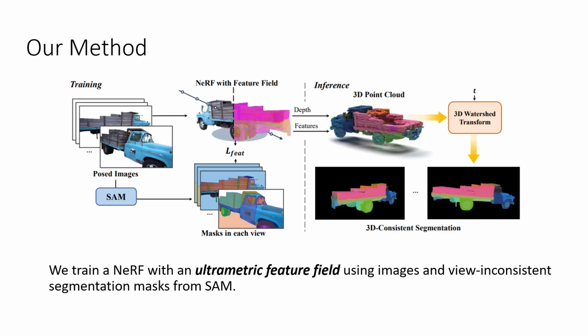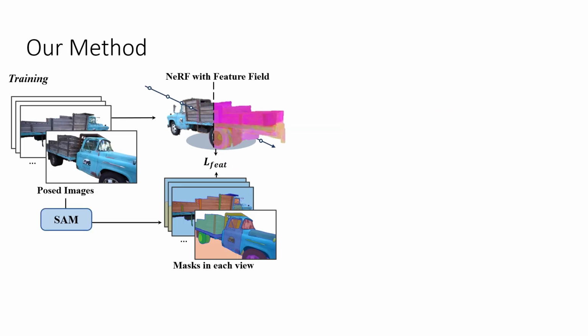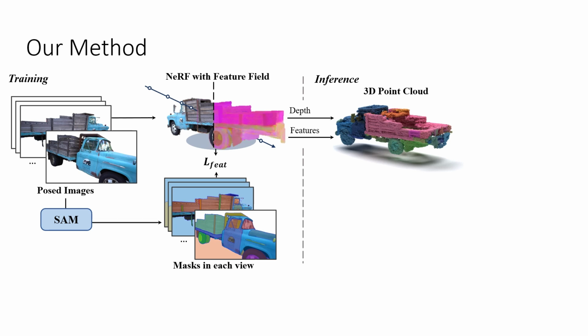In our method, we train a NeRF with an ultrametric feature field using images and view-inconsistent segmentation masks from SAM. During the training phase, we use the posed images and the segmentation masks in each view to train a NeRF with a feature field with ultrametric contrastive learning. After training, we use the estimated depth in the rendered feature maps to construct a 3D point cloud of the scene, with ultrametric features assigned to each point.